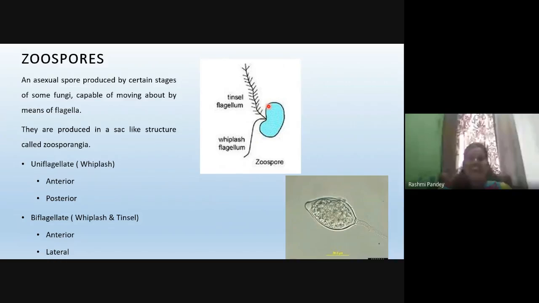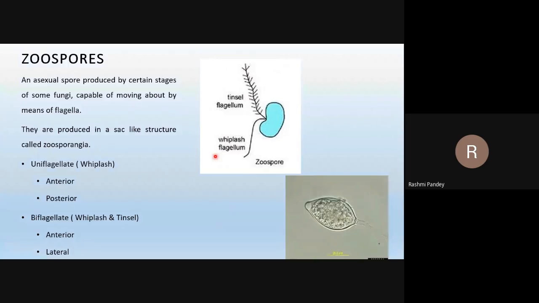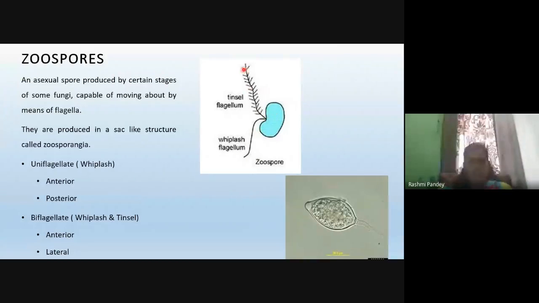Now here it could be either present at the anterior end of the zoospore or at the lateral. The one shown over here is having a lateral flagellum, both the flagella lateral. So this is what we can see in the zoospores found in the Phycomycetes.